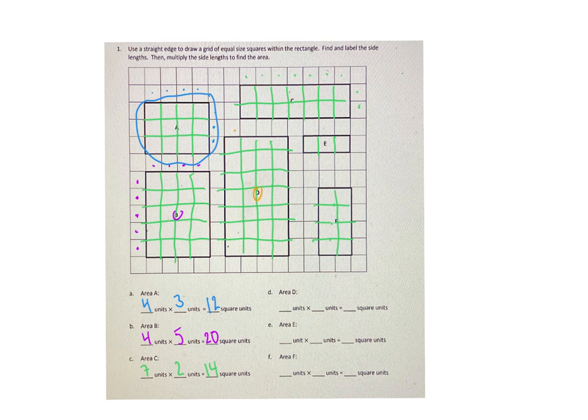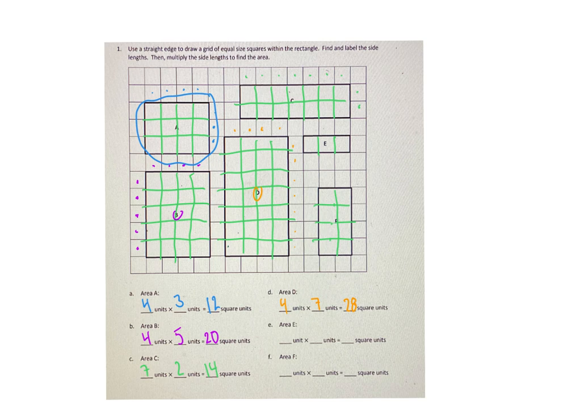So we're going to do 1, 2, 3, 4. We have 4 units. 1, 2, 3, 4, 5, 6, 7. 7 is our width, 4 is our length, so that's going to be 28 square units. I'm running out of colors here to switch to.